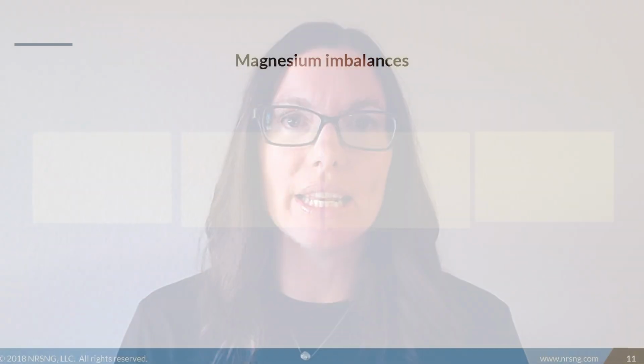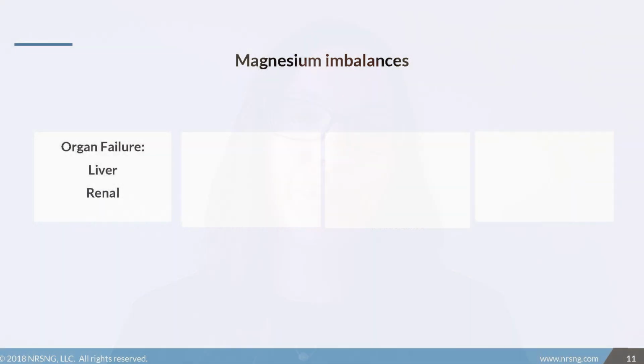Okay, so we've covered potassium and sodium. We're going to move on to magnesium. Some of the main organs that are responsible for magnesium balance in the body are the liver and the kidneys. So you can imagine that if these two organs fail, then you are going to have imbalances in your magnesium level. The main illnesses that cause imbalances in magnesium are celiac disease, Crohn's, vomiting, and diarrhea.